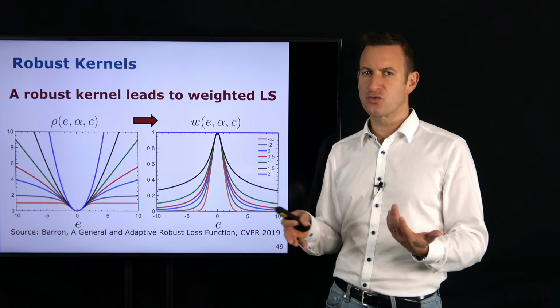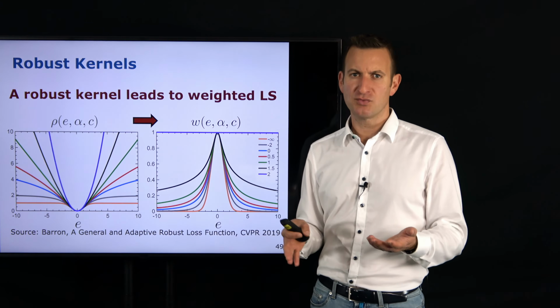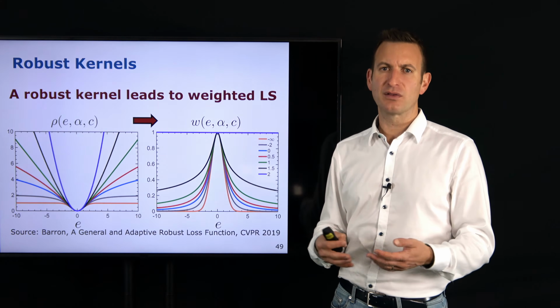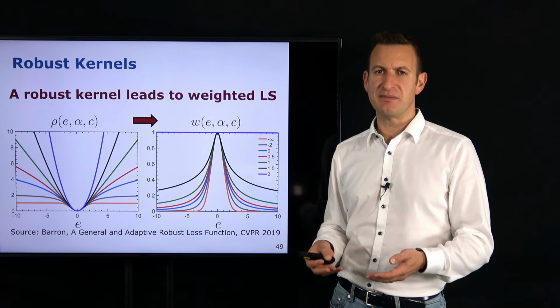So you will always have a robust kernel running in the background, to make sure you're not screwing up your solution if you missed a few outliers in your outlier rejection scheme that you used initially.